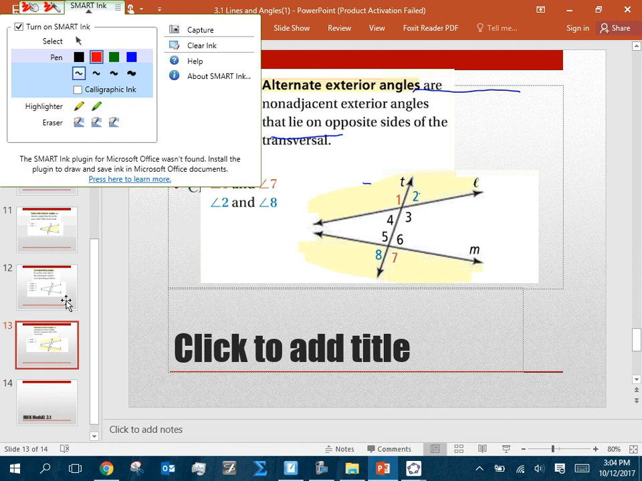Would 3 and 7 correspond? Are they matching positions? Okay. 1 and 5 and 4 and 8 are also corresponding.